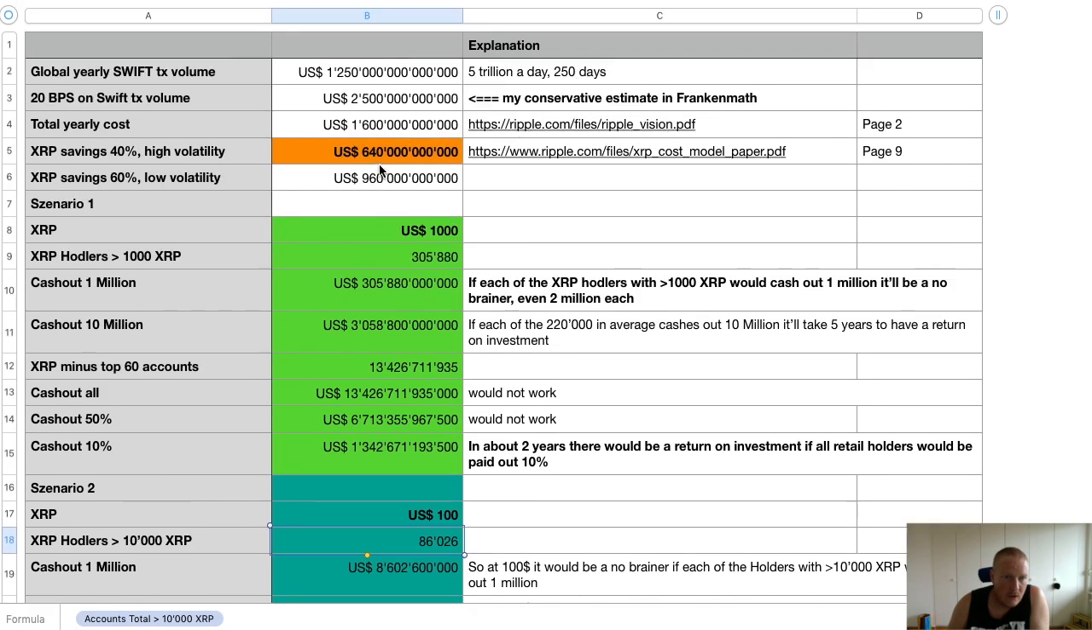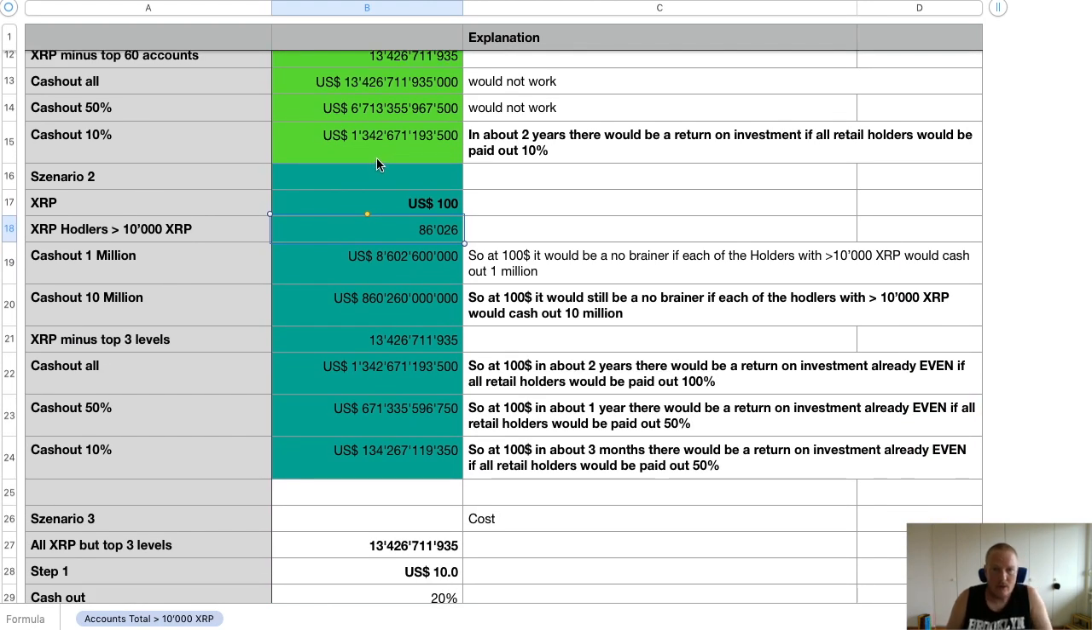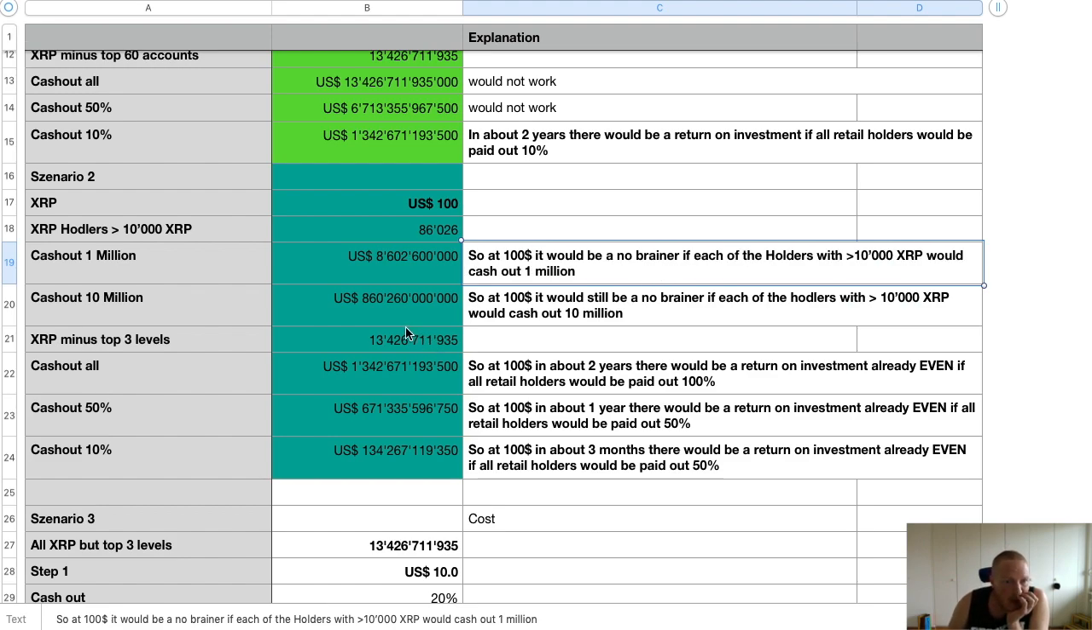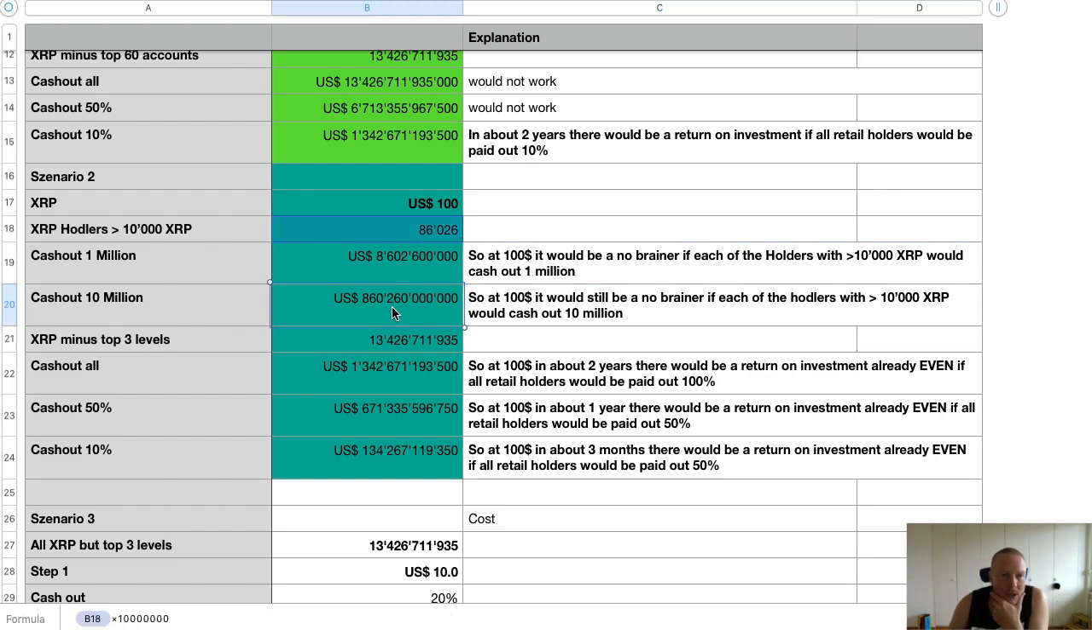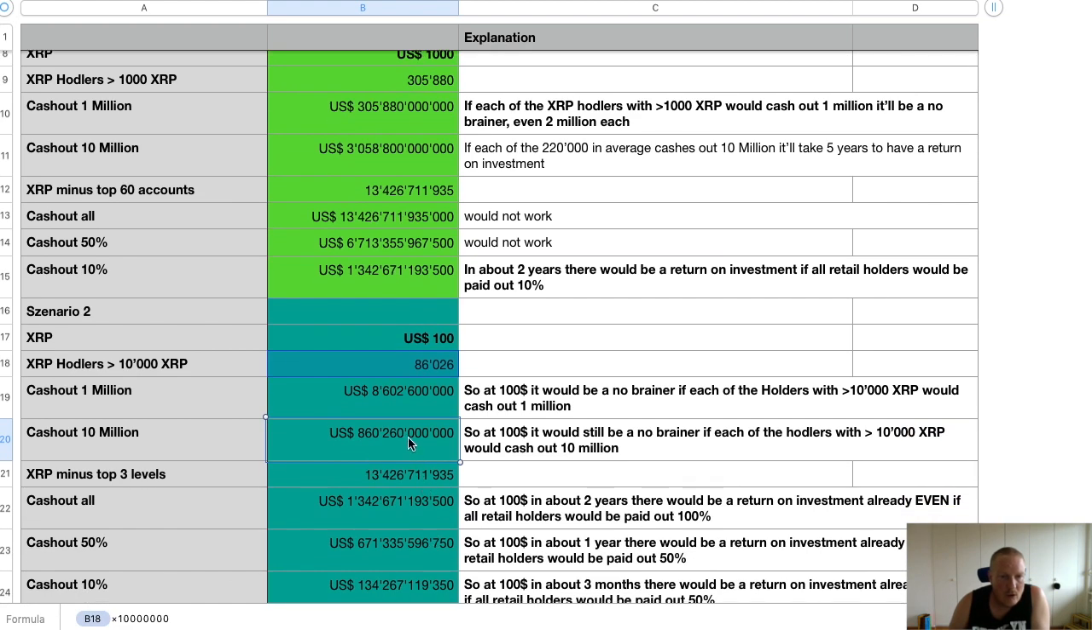Let's go back to the figure. Cost savings are 640 billion per year. So it's totally a no-brainer. Actually, that I can make bold. Even if all these people would cash out 10 million, it'll still be a little bit more than the cost savings they would make at high volatility. But it would still be in range. I remember Shane Ellis' theory says the XRP price would have low volatility, so in that range it would totally make sense. All those 86,000 could cash out 10 million and it would still be okay.